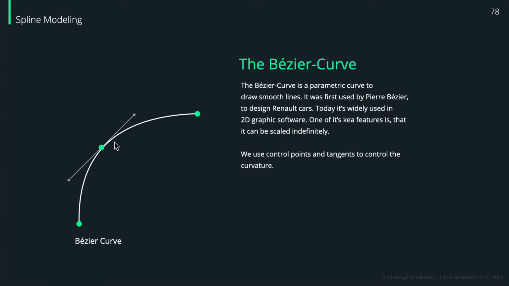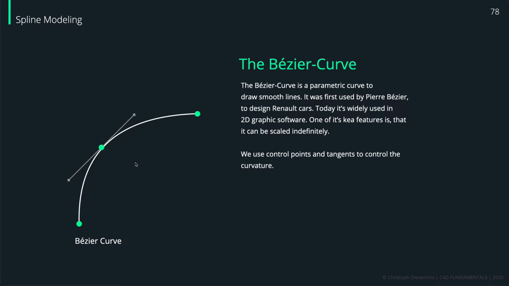So first of all, what is a spline? A spline is basically nothing different than a Bezier curve or a path. You know this from any 2D illustration program like Photoshop or Illustrator or Figma or whatever. So it's a parametric curve. It has those control points and those control tangents. And just a random side fact here, it was first introduced or used by Pierre Bezier to design Renault cars. So that's where the name of the Bezier curve comes from.